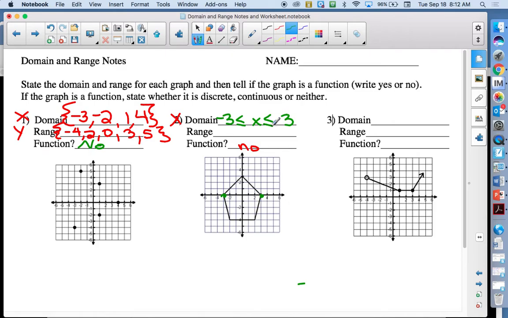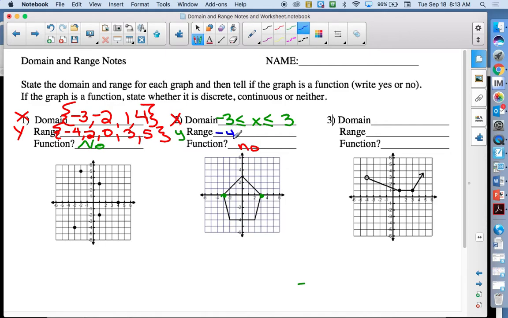Okay, so let's look at the range. The range are the y values. When you read a graph, you read it from the bottom to the top, just like you read a graph from the left to the right. So if you start at the bottom, what's the first value, the lowest point of the range? Julian? -4. -4.